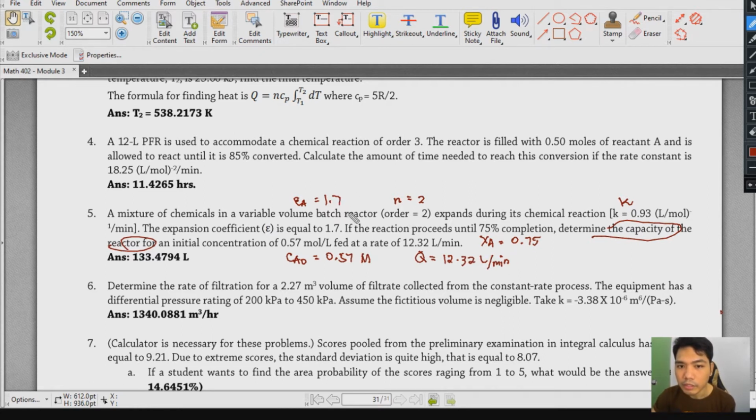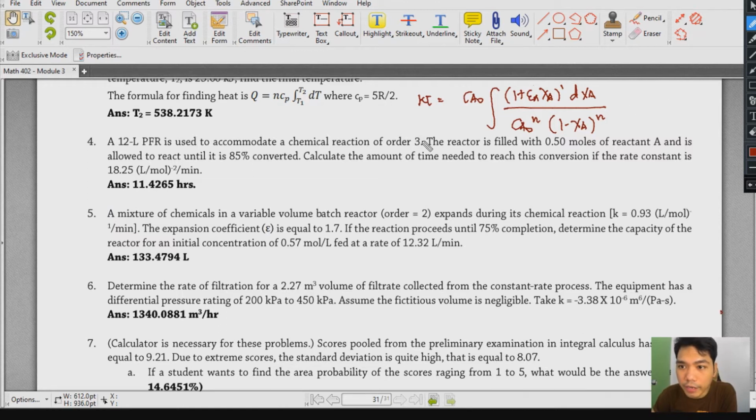But remember, this is a batch reactor, so we have N is equal to 1, dun sa taas ng ating 1 plus EAXA. So from this, we have the formula K tau is equal to CAO, and then the integral from dXA, and then, nakalimutan ko yung 1 plus EAXA. So we have (1 plus EAXA) raised to 1 dXA all over CAO raised to N, and then (1 minus XA) raised to N. Okay, substituting the value, so we have K that is equal to 0.